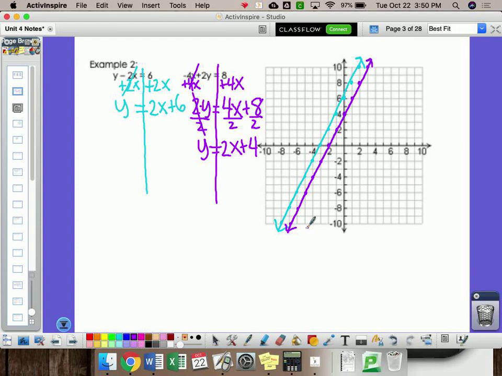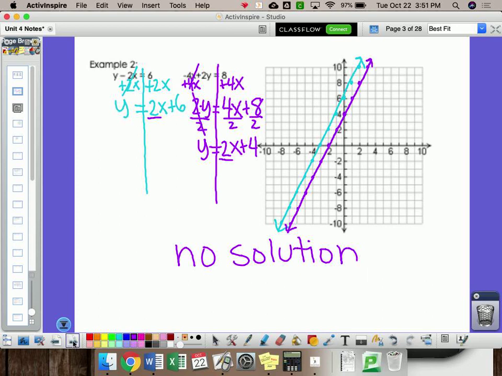But I can tell that these lines are parallel. That's because they had the same exact slope. So since they are parallel, that means they're never going to cross. That means we have no solution. If they're never crossing, we have no solution.